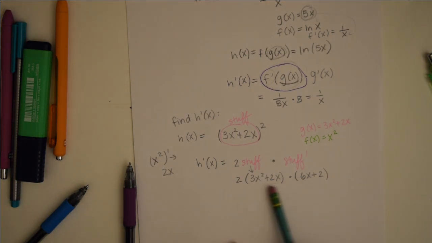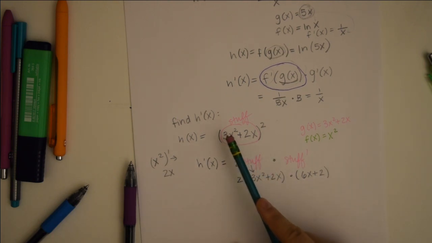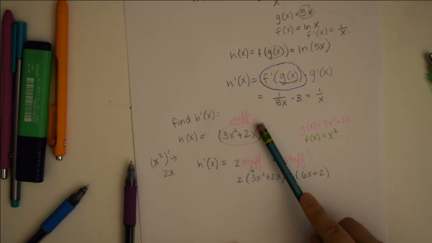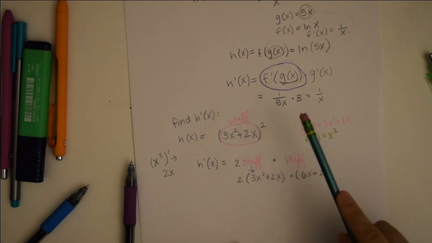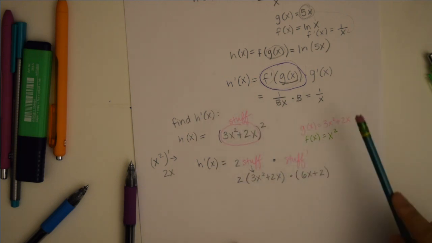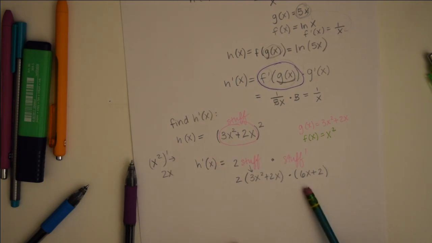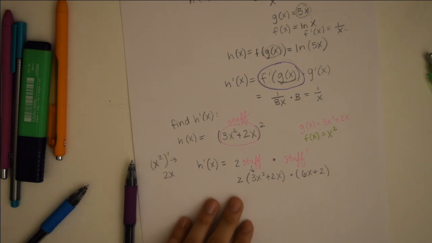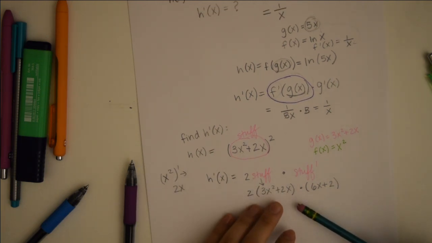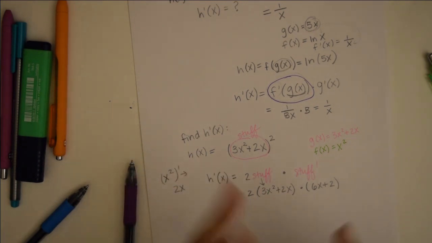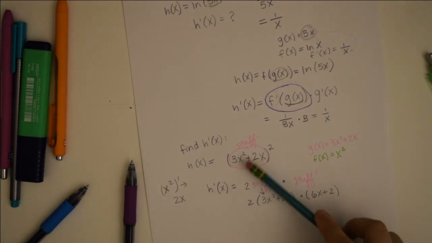This, whatever this works out to be, is my answer. So if you multiplied this out, FOIL'd this out, you should get the same answer as if you expanded this out and found the derivative of each of the parts and added them together like you would a polynomial. But this is just a little shortcut way without having to expand this out. Does that make sense? So I wanted this to be an example of the macro picture, the bigger picture of when you're taking the derivative.